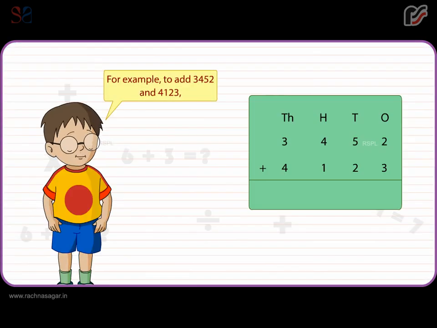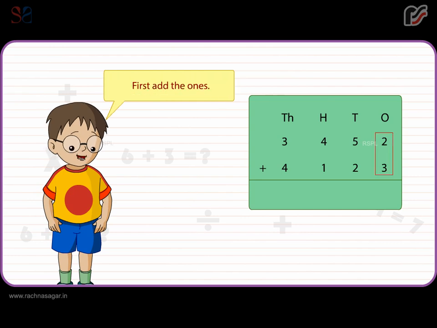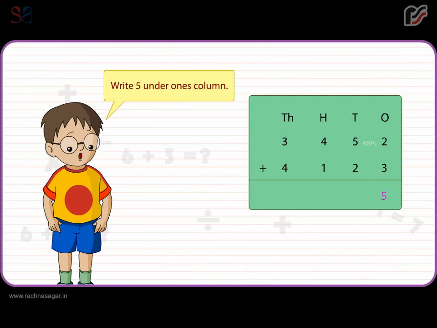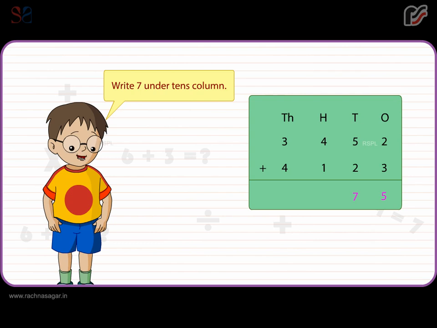For example, to add 3,452 and 4,123. First add ones. 2 plus 3 is equal to 5 ones. Write 5 under ones column. Next add tens. 5 plus 2 is equal to 7. Write 7 under tens column.